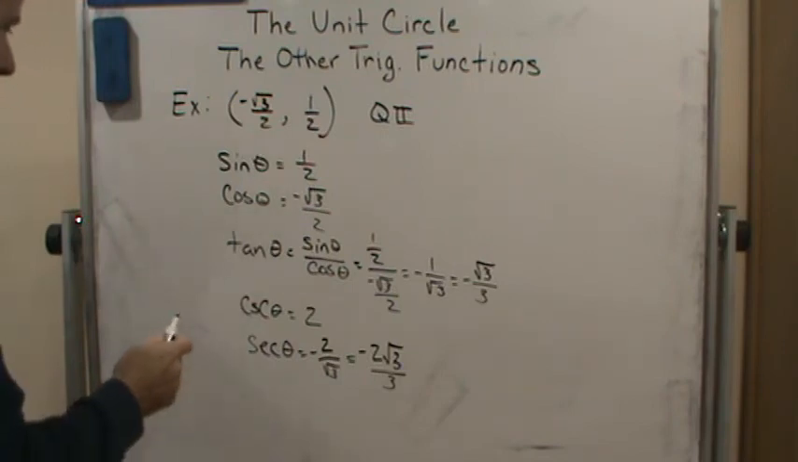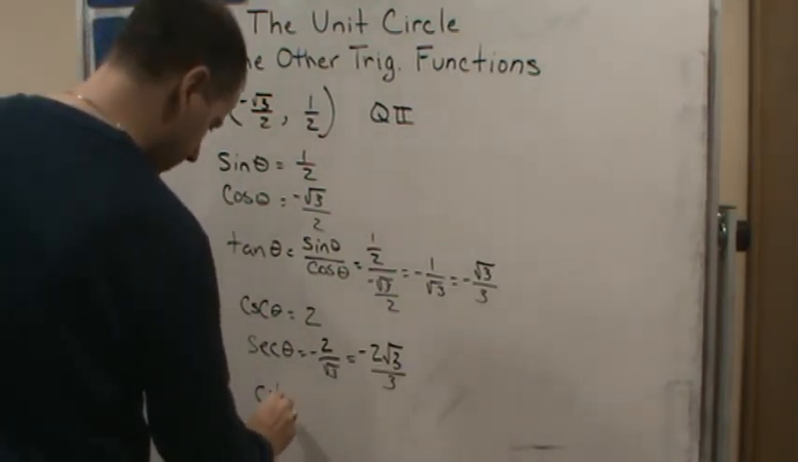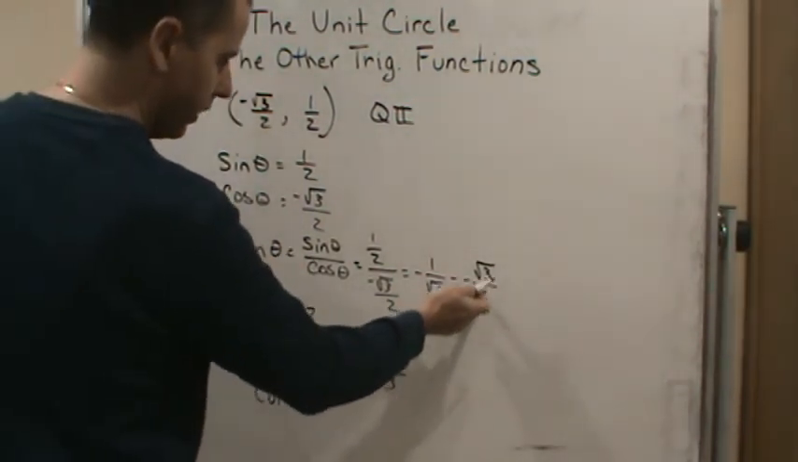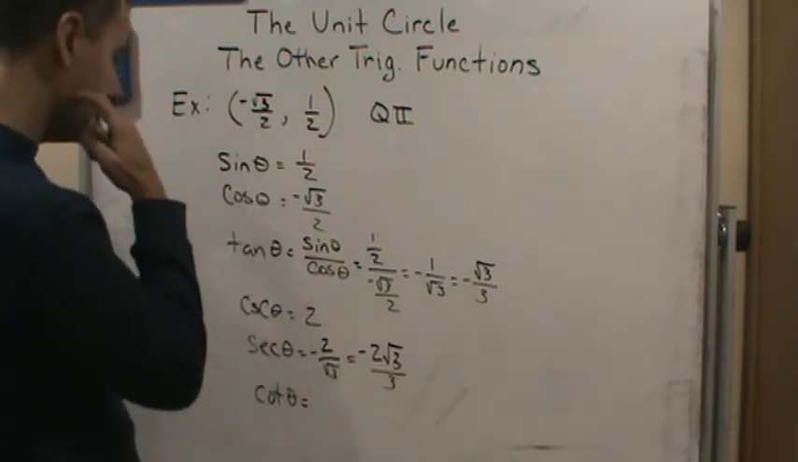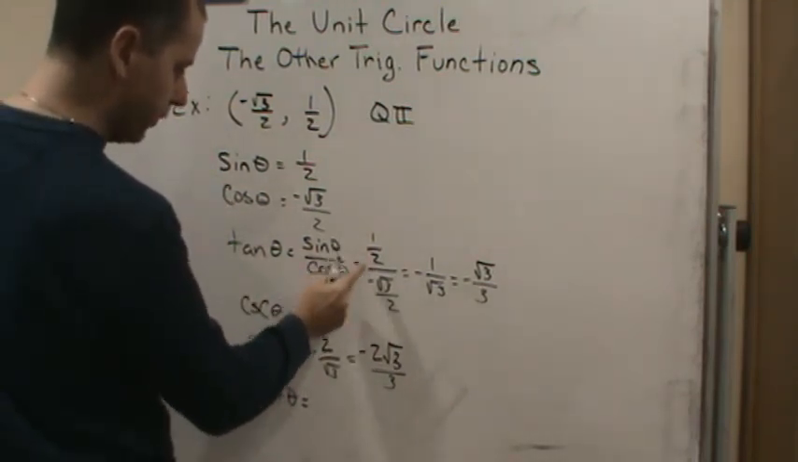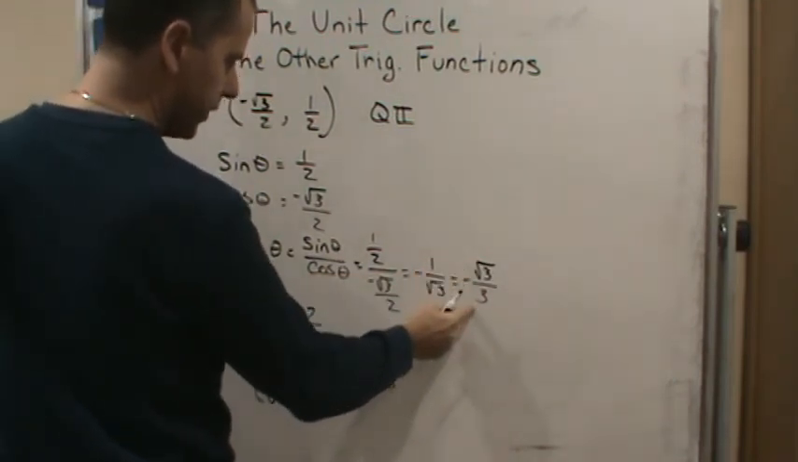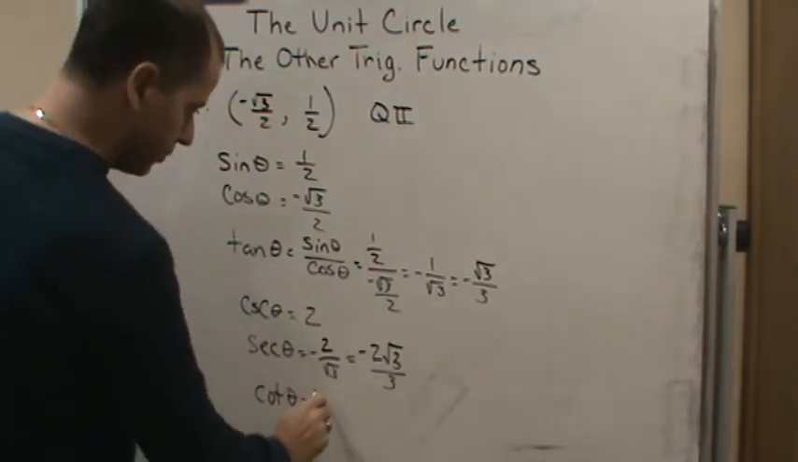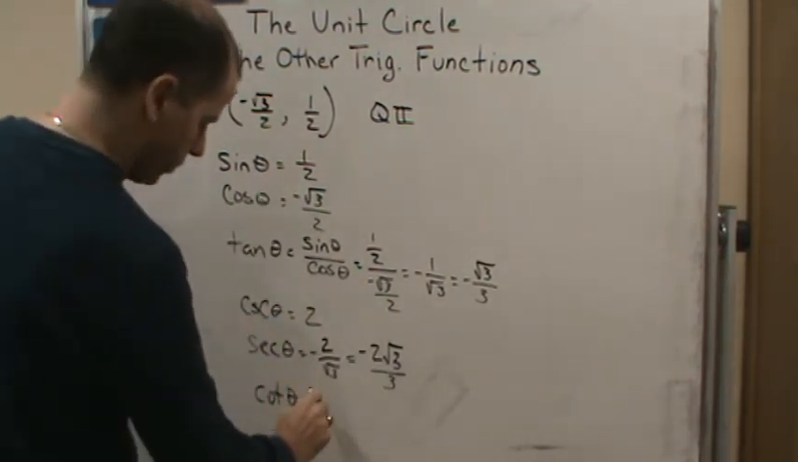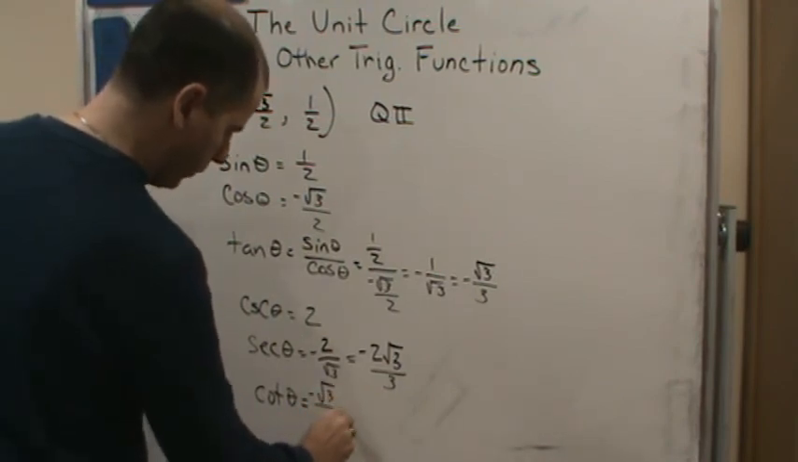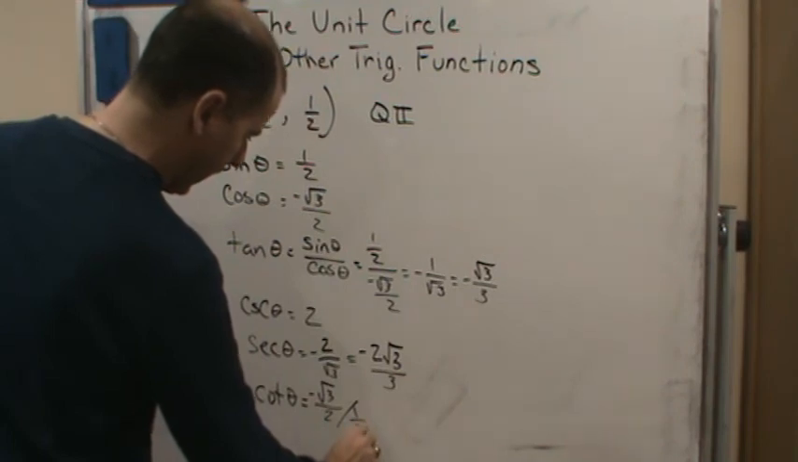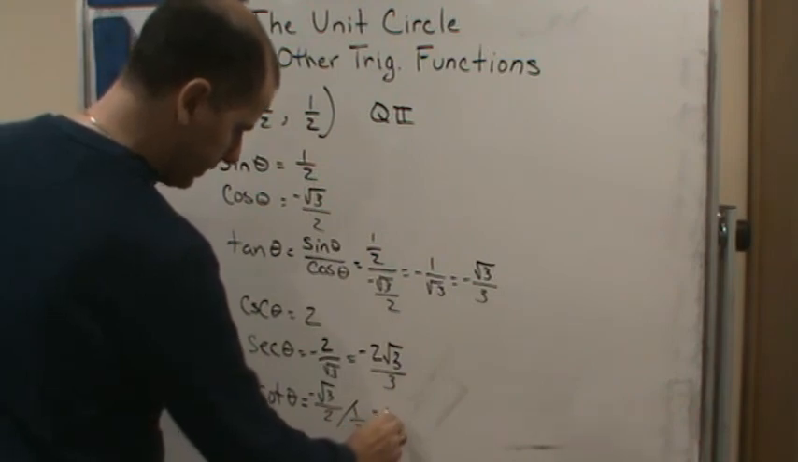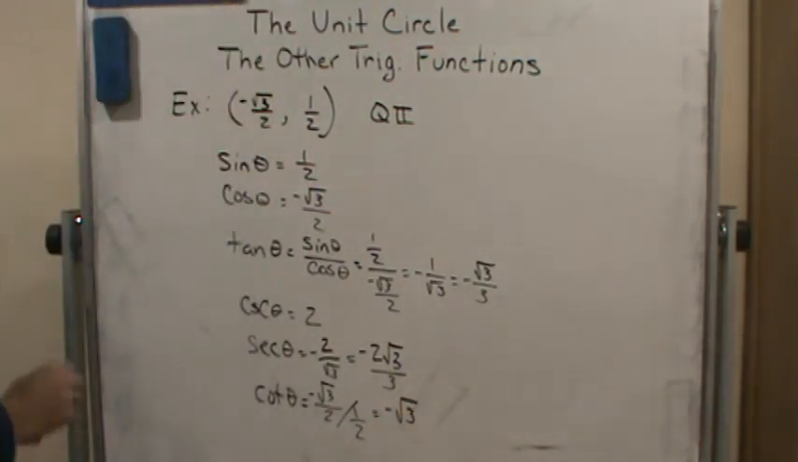Okay, so now cotangent theta. Cotangent theta is the reciprocal of tangent, so it's just going to be what? The reciprocal of this. But if we take the reciprocal of this, we have to rationalize it. So it's just cosine over sine. So it's going to be negative root 3 over 2 divided by 1/2. So again, the denominators cancel each other out, and I get negative root 3.